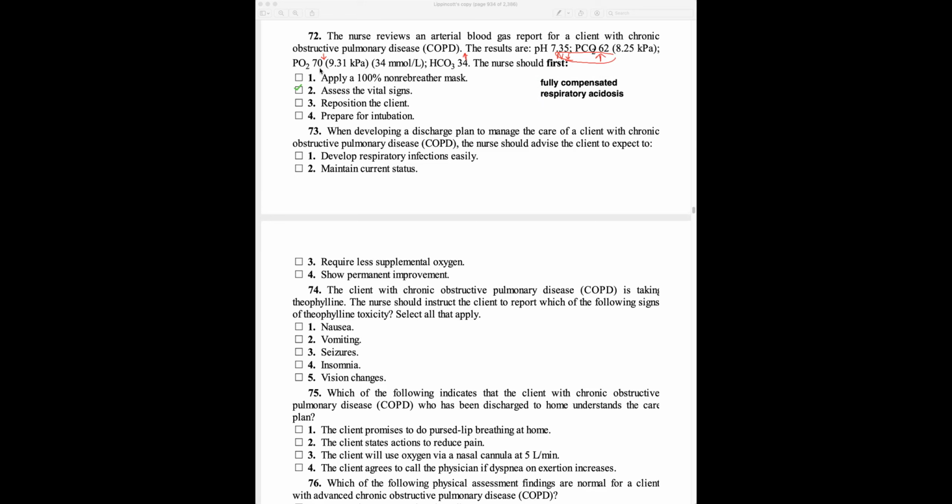73. When developing a discharge plan to manage the care of a client with chronic obstructive pulmonary disease, the nurse should advise the client to expect to, what would you choose if this was the NCLEX for 73?